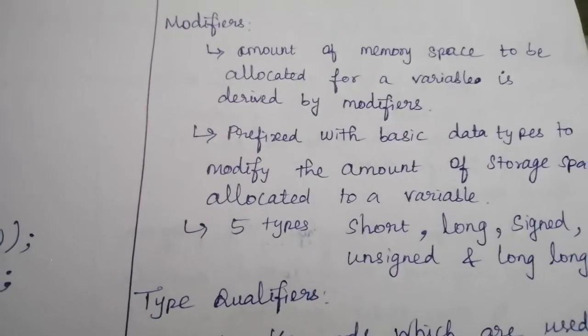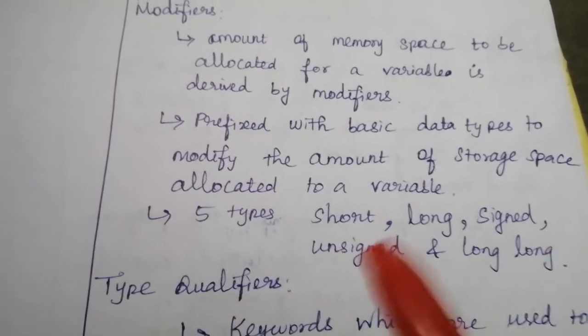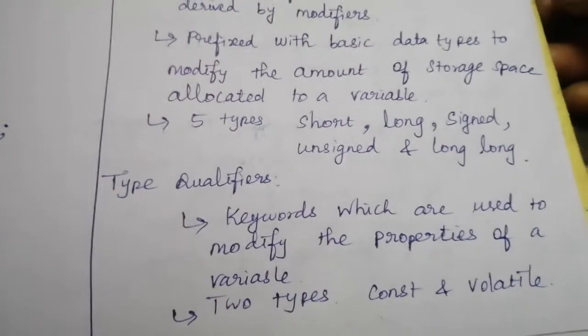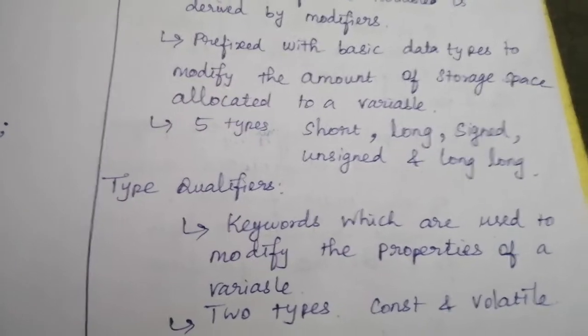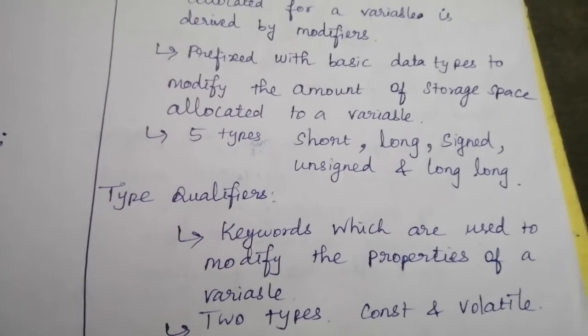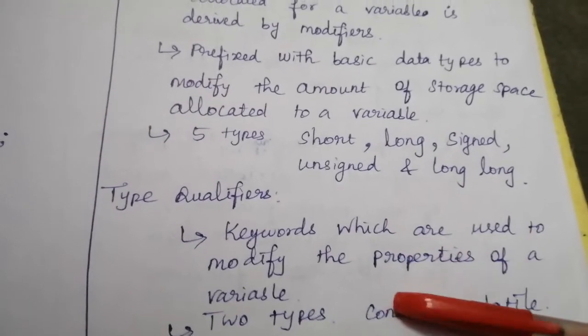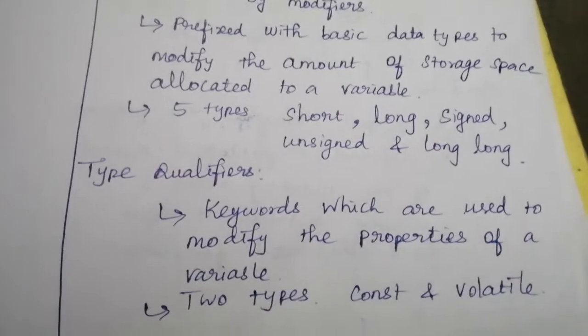There are 5 types of modifiers available in C: short, long, signed, unsigned and long. Next, type qualifiers. Type qualifiers are keywords used to modify the properties of a variable. With the help of type qualifiers, you can modify the properties of a variable. It has two types: const as well as volatile. So this is about type qualifiers.